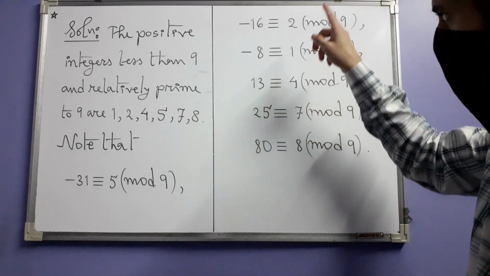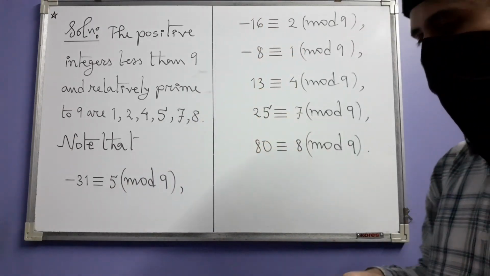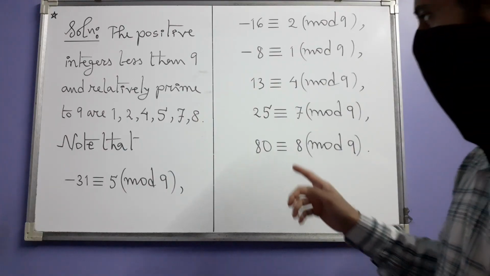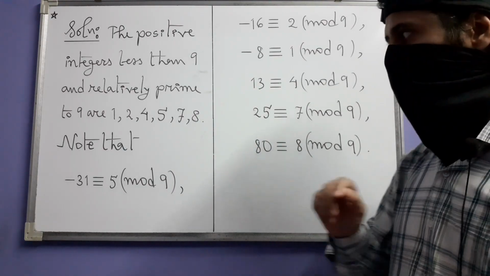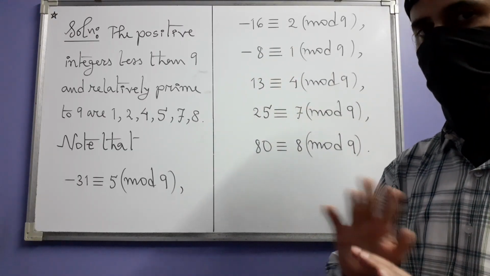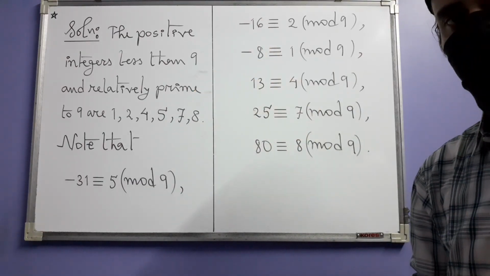That is why these same congruences show that these given numbers are mutually incongruent modulo 9, and that is why they form a reduced set of residues modulo 9. So you did not have to pick two of them and see whether they are incongruent. You don't have to do those things. You just follow this procedure and you are done.